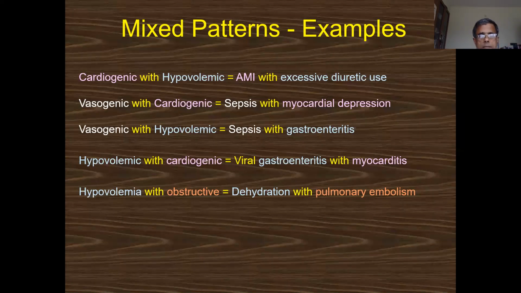Vasogenic with cardiogenic in septic patients with myocardial depression. Vasogenic with hypovolemic in sepsis with gastroenteritis. Hypovolemic and cardiogenic when viral gastroenteritis with myocarditis. Hypovolemic and obstructive in dehydration with pulmonary embolism. And many more varieties you can have.